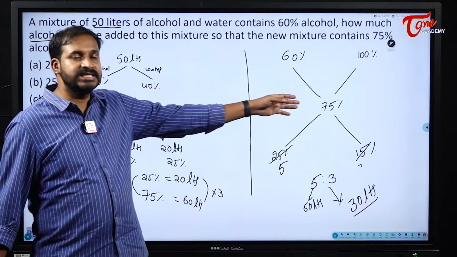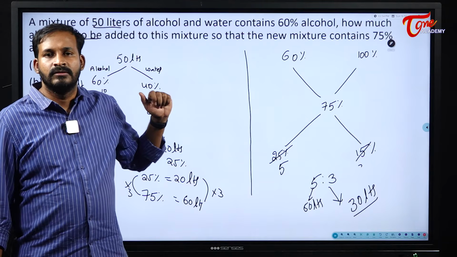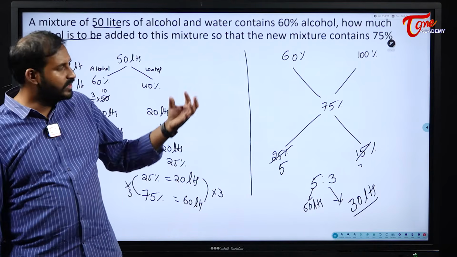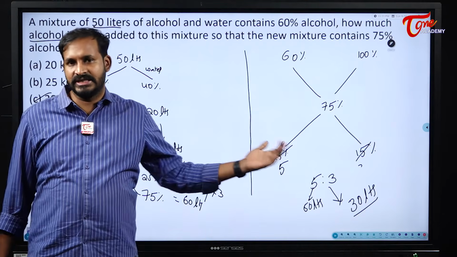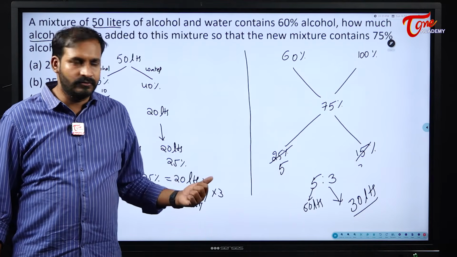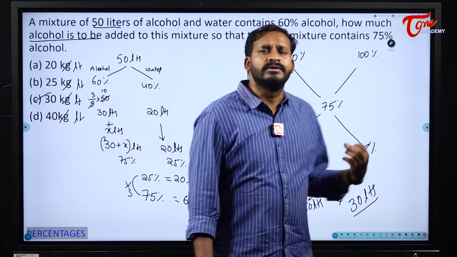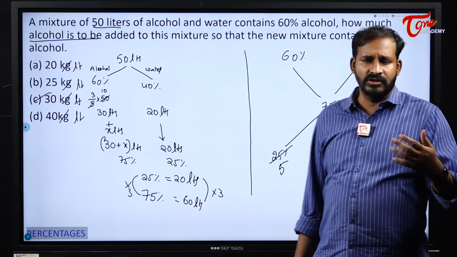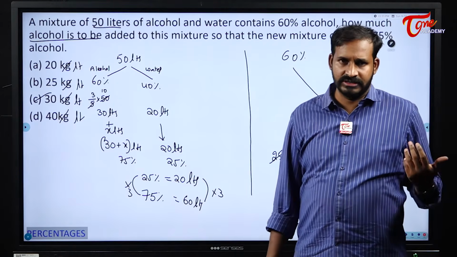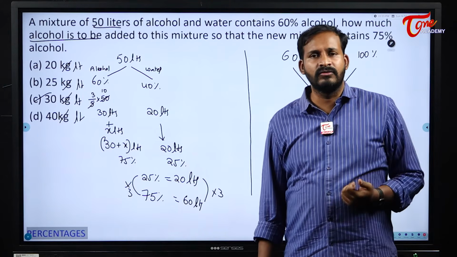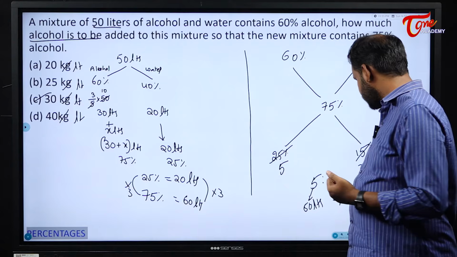Actually speaking, this method is very easy. As this is under percentage we have learnt here, but we will see some more examples in the mixtures and alligations concept. No need to worry. Like this we will have some other percentage questions also, which we will discuss with ratio and proportions or profit and loss. At that time we are going to solve these problems. Next one.